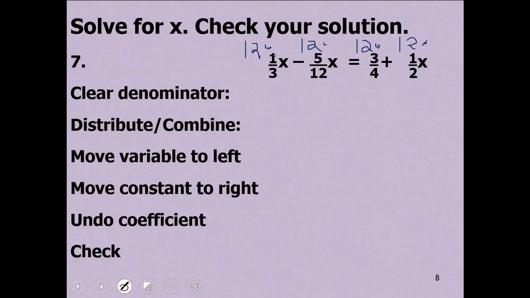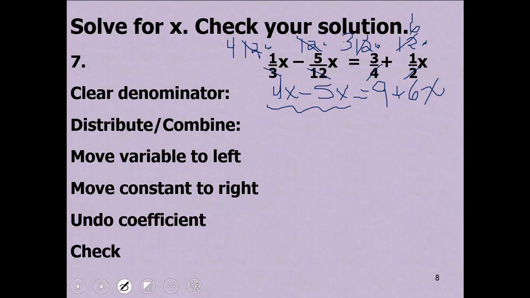All right? So 3 goes into 12 4 times, so I have 4x. This 12 cancels with this 12 minus 5x. 4 goes into 12 3 times, so 3 times 3 is 9. 2 goes into 12 6 times, so 6 times 1 is 6x. All right? I can combine.